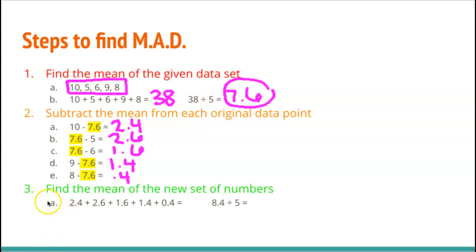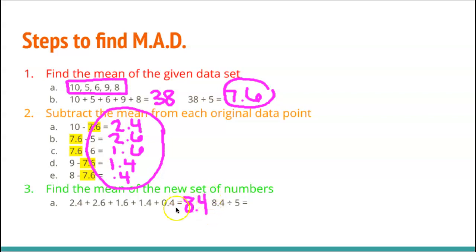Okay, so now my third step, I'm going to find the mean of the new set of numbers. So these are all of my new numbers, and I need to find the mean or the average of those. So first thing, I need to add them all up, and when I add all of these up, I get 8.4.